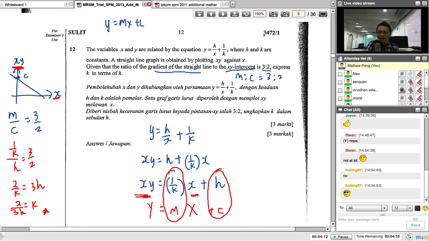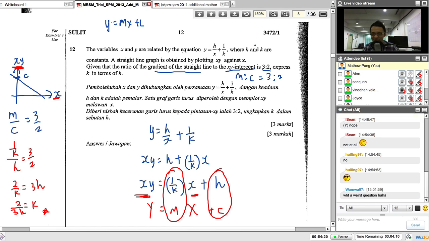I think this is one of the linear law questions I've seen so far, and I think it's the most difficult one. Because most of the time linear law questions are very simple. Only this one is not so direct, and he gives you the information in a ratio.